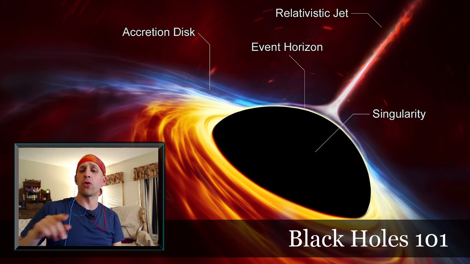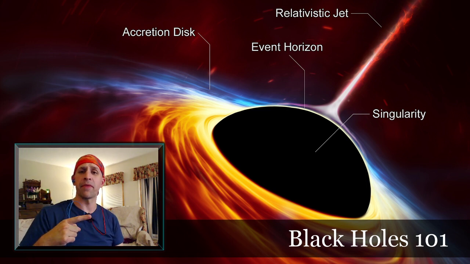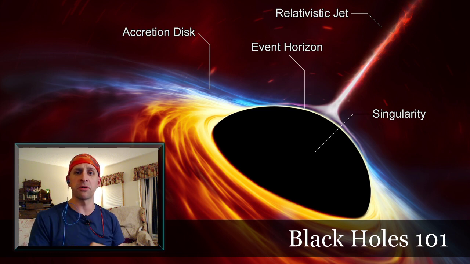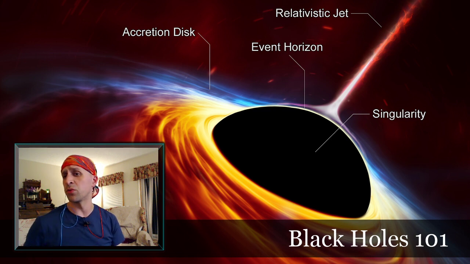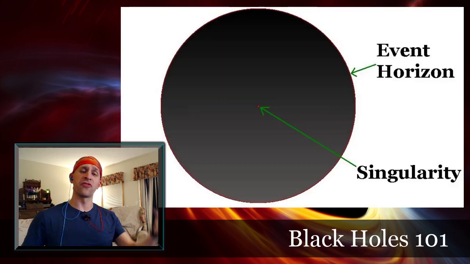So that's a black hole, theoretically. We're not going to talk much about the accretion disk, and we're not going to talk much about the relativistic disk, but we will talk about the event horizon and the singularity, because for the most simplistic form of a black hole, that's what it is. We'll just take this diagram right here.